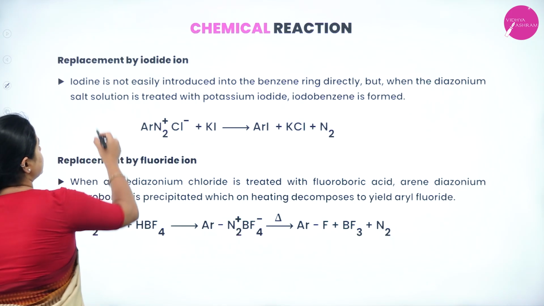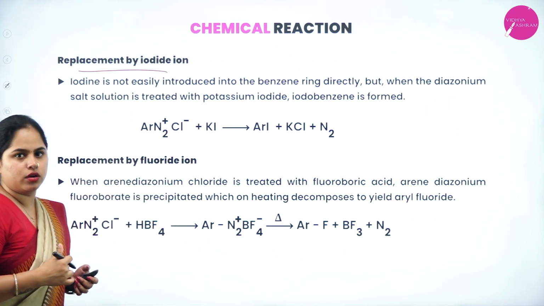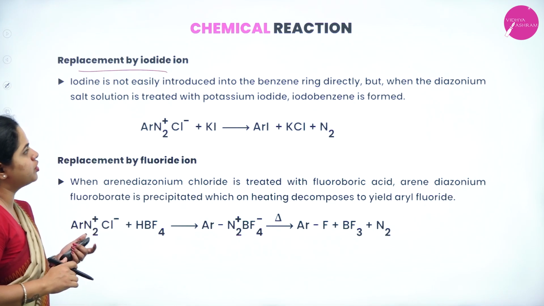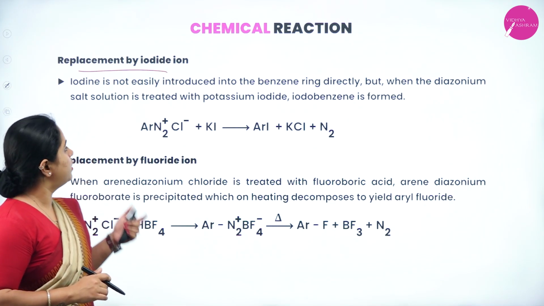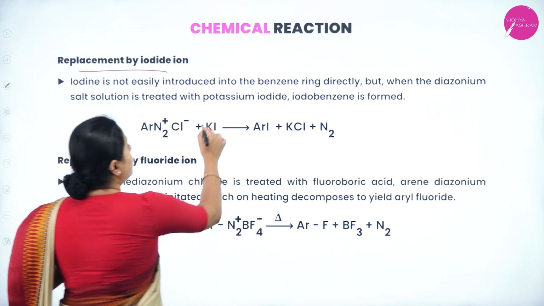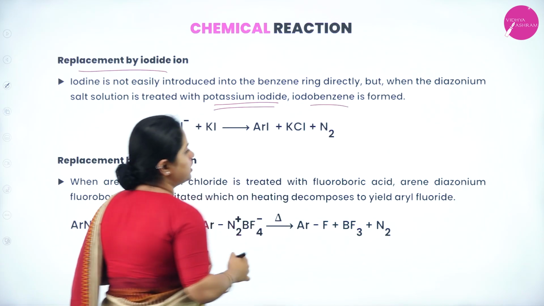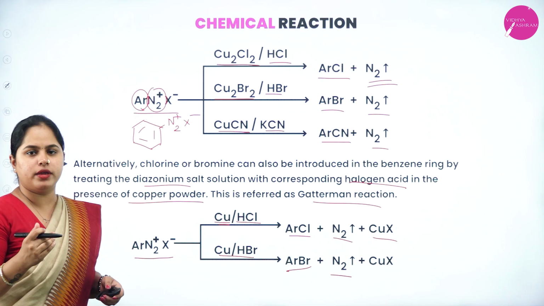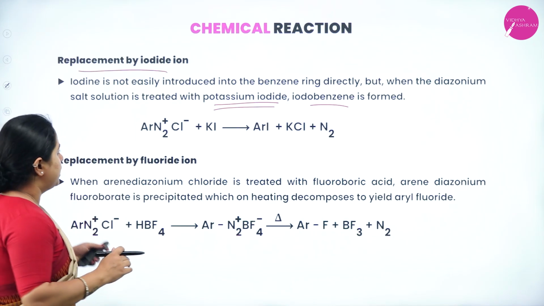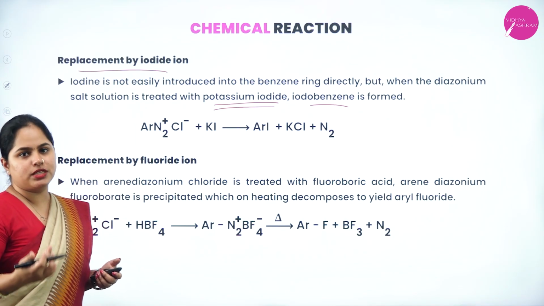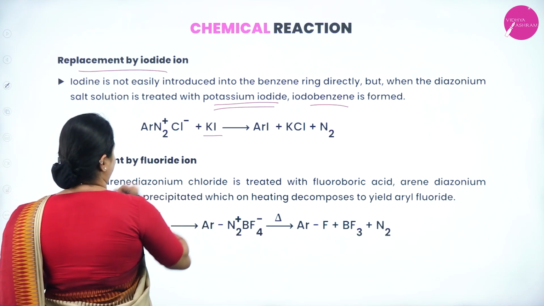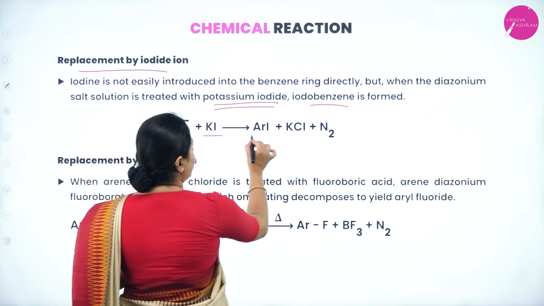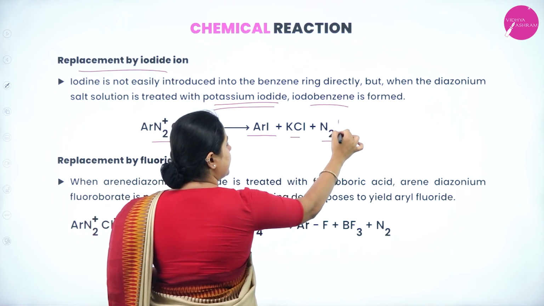Moving on to the next one, that is replacement by iodide ion. Okay, we are going to replace by iodide ion. Iodine is not easily introduced into the benzene ring directly, but when the diazonium salt solution is treated with potassium iodide, iodobenzene is formed. Okay, so these two methods that we have discussed are just for chlorobenzene or bromobenzene to form. Here, if you require iodine to be substituted, you have to use potassium iodide. So, benzene diazonium salt in presence of potassium iodide, you are going to get iodobenzene, KCl, and again nitrogen gas will be liberated.